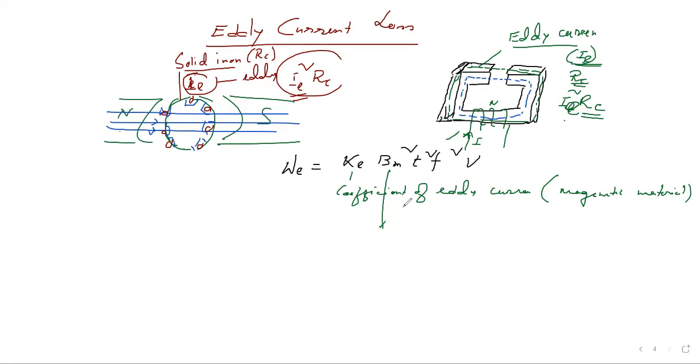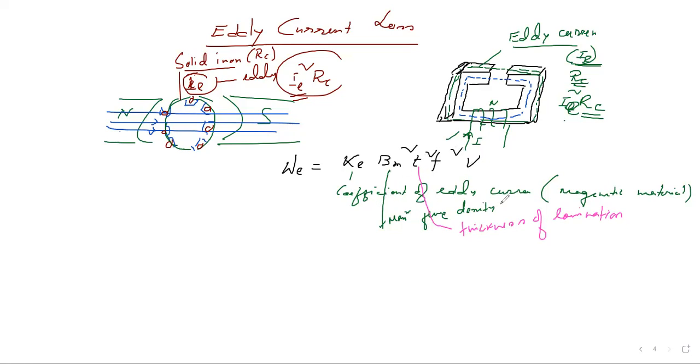Bm is the maximum value of flux density in Weber per meter square. And what is t? t is the thickness of the lamination. I will discuss what lamination is. And what is f? f is the frequency of reversal of the magnetic field, and V is like the previous one. V is the volume of the magnetic material.